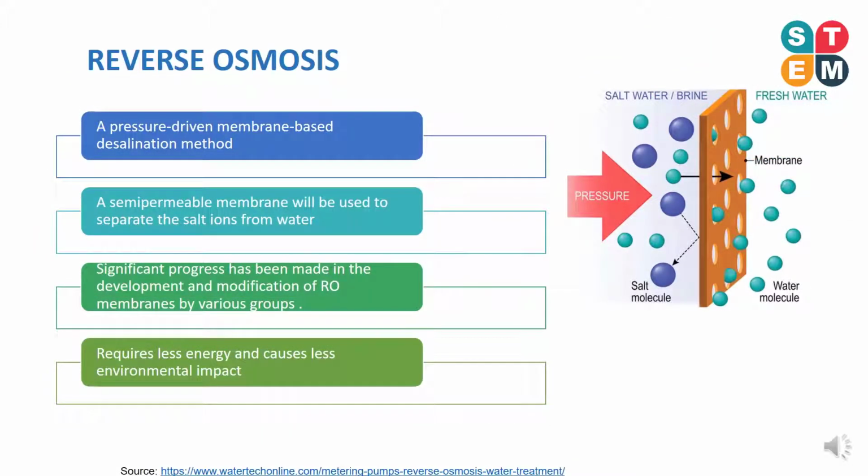Reverse osmosis is a pressure-driven membrane-based process for getting pure water. As we can see from this figure, there is a semi-permeable membrane used for separating the salt ions present in the seawater. As a result, fresh water is obtained, and there are several benefits of reverse osmosis, such as it requires only very little energy and also causes less environmental impact as compared to the other technologies.